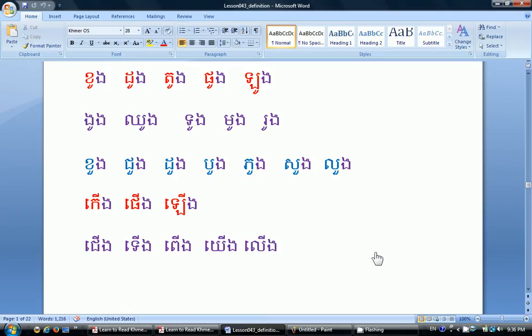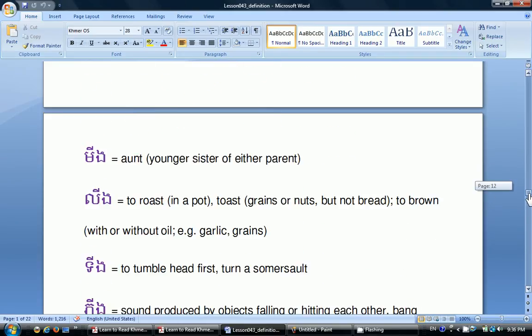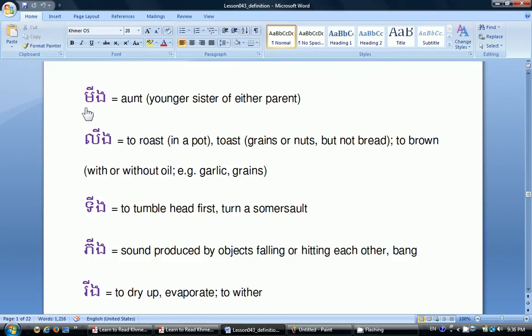Now let's look at the vocabulary. Mín means aunt or younger sister of either parent. Lín means to roast in a pot, toast grains or nuts, but not bread, or to brown with or without oil. Example is garlic or grains. Tín means to tumble head first or turn a somersault. Ping means sound produced by objects falling or hitting each other like bang. Ring means to dry up, evaporate, or to wither.